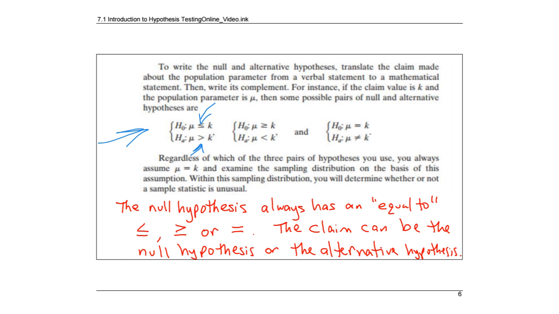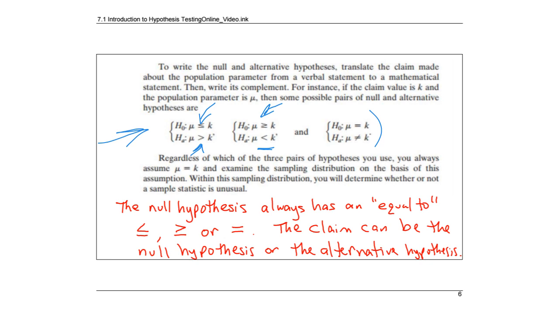For the next one, we have the mean is greater than or equal to for the null hypothesis. So that means we want the complement for the alternative, and the complement would be less than. And then finally, for this last one, we have the mean equal to for the null hypothesis and the mean not equal to for the alternative. And so that's the complement.